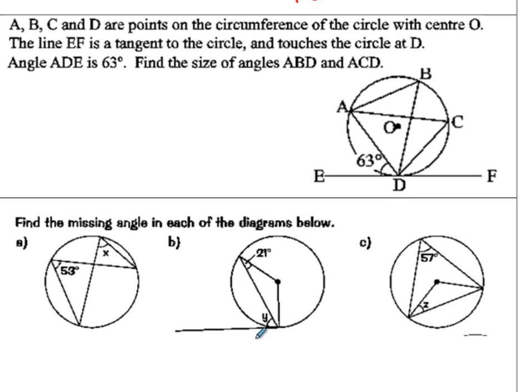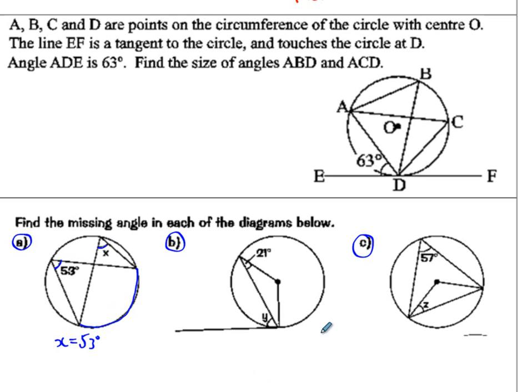Okay, we'll answer these two questions in reverse order, looking at part A, B, and C before we answer the one at the top. Let's look at this one. So it's 53 here, it is x here, you're trying to find the angle of x. Now that is the arc both these angles are standing on. So angles subtended by the same arc are equal, so x must be equal to 53 degrees.